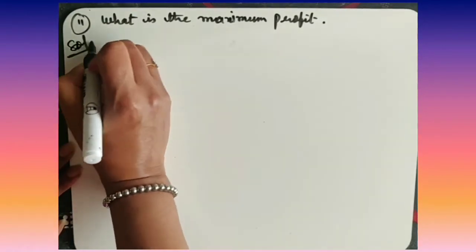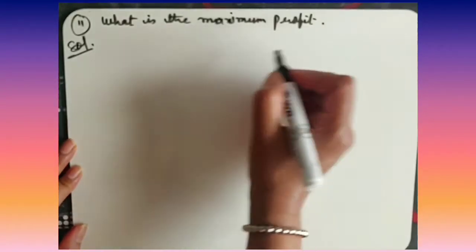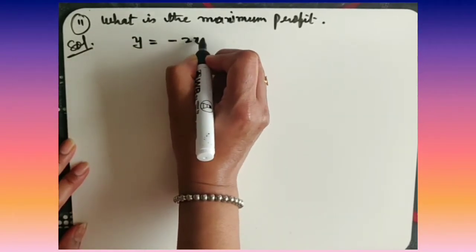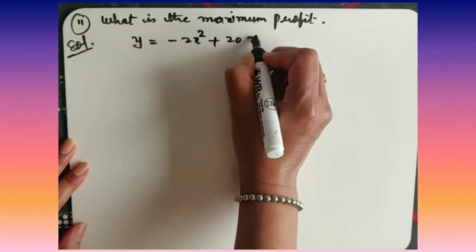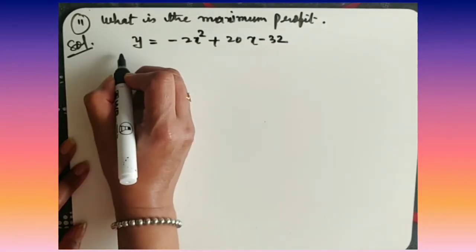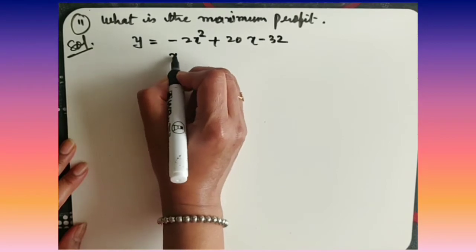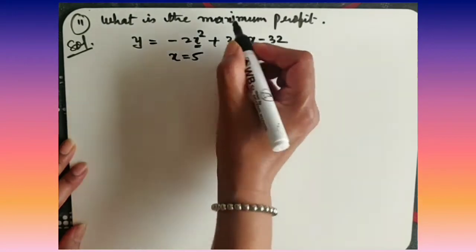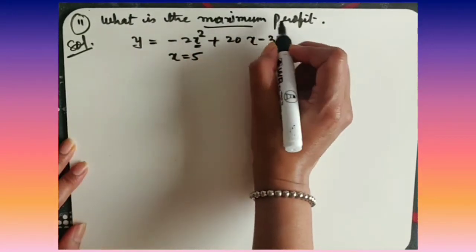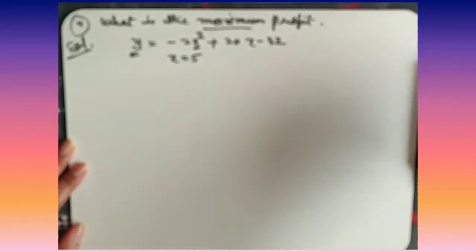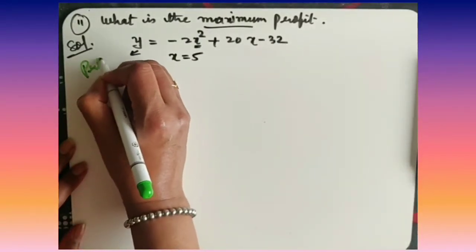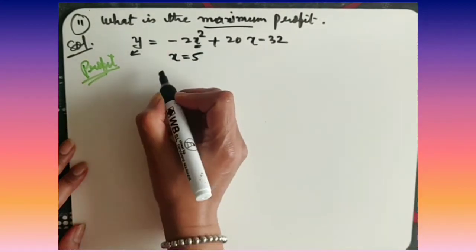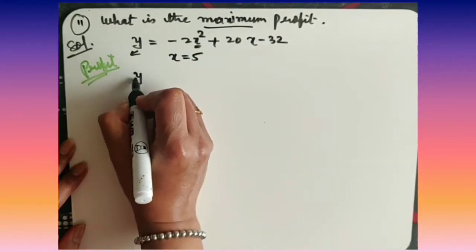Now the solution: what is the maximum profit? Our profit function is y equals minus 2x squared plus 20x minus 32. In the first question we found that when the quantity x equals 5, this profit function will be maximized. So we need to find the maximum profit. Y is our profit function, so we just substitute x equals 5 into the profit function and we will find the profit.